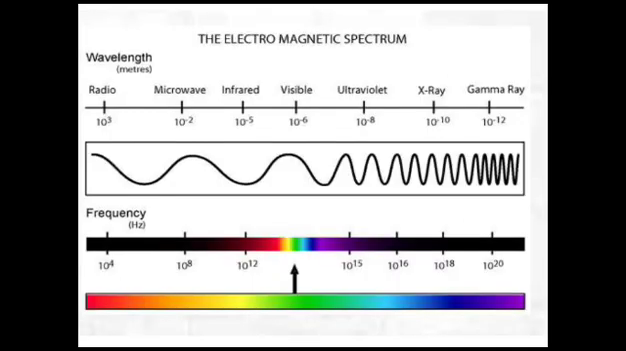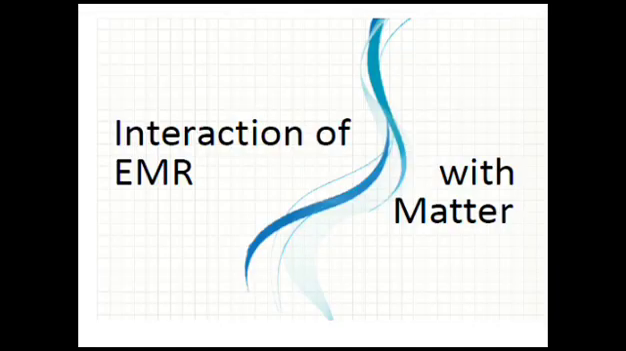These are the different electromagnetic radiations. So this is the electromagnetic spectrum. These are the different electromagnetic radiations, that is the radio waves, microwaves, infrared radiations, visible radiations, UV-visible radiation, X-rays, gamma rays, and their energy. Then how does this electromagnetic radiation interact with the matter?